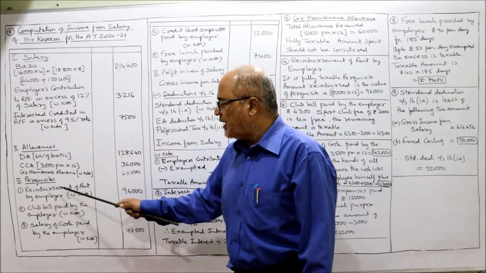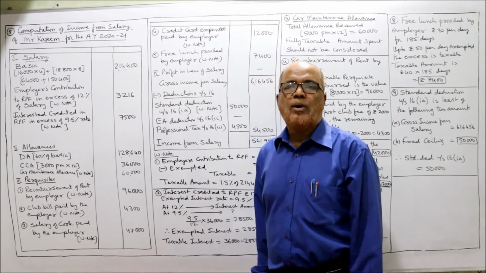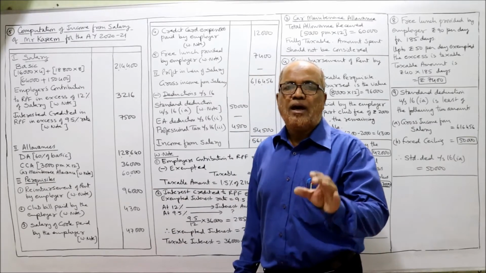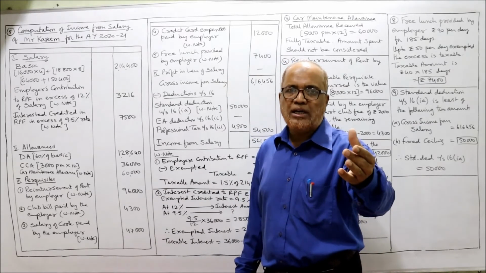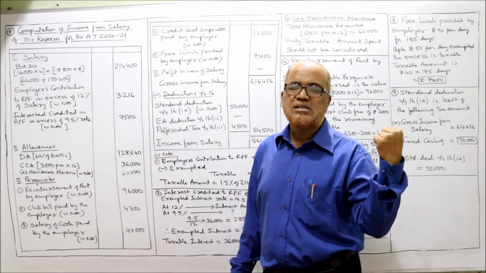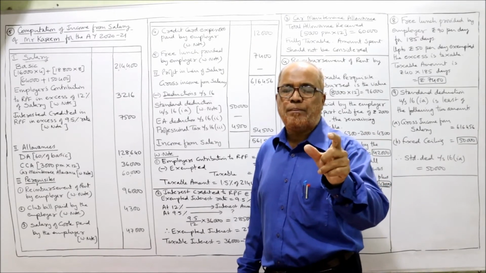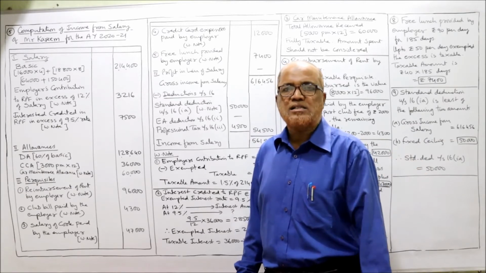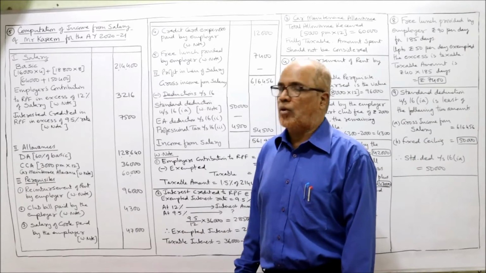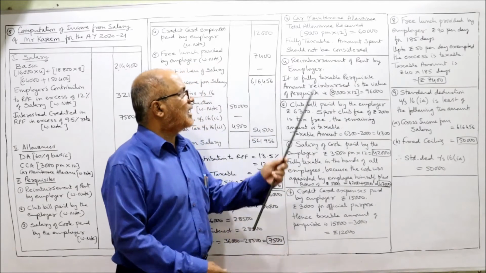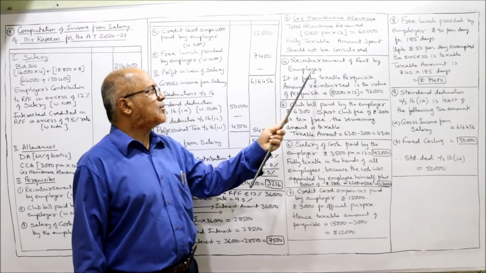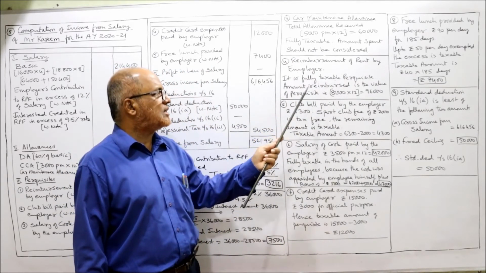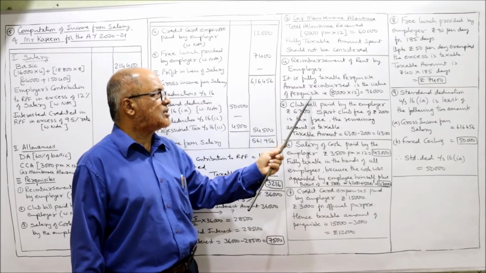First perquisite. Reimbursement of rent by employer. Just now I told you rent is paid by the employee, but the amount is reimbursed by the employer. It's a monetary obligation of the employee met by the employer, fully taxable for all employees. So here in the working note I have explained. Reimbursement of rent by employer. It is a fully taxable perquisite. Amount reimbursed is the value of the perquisite.